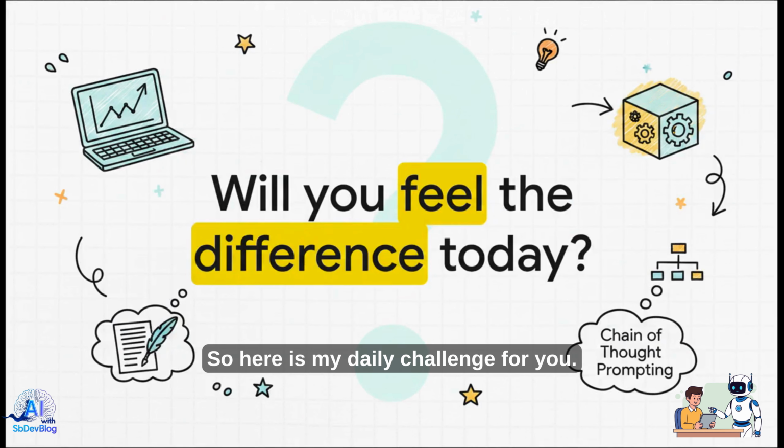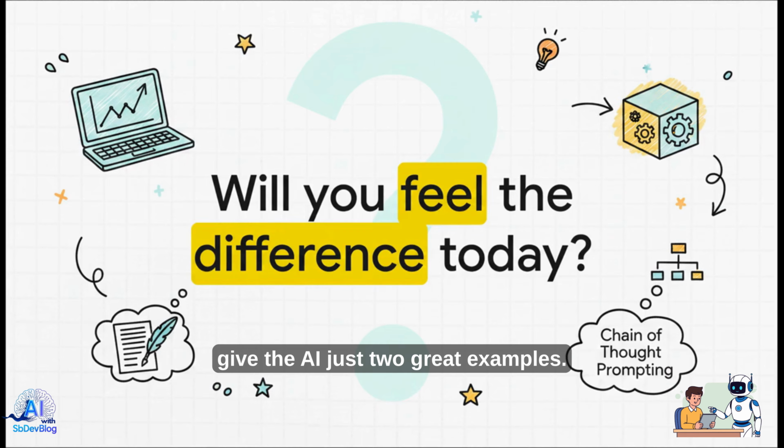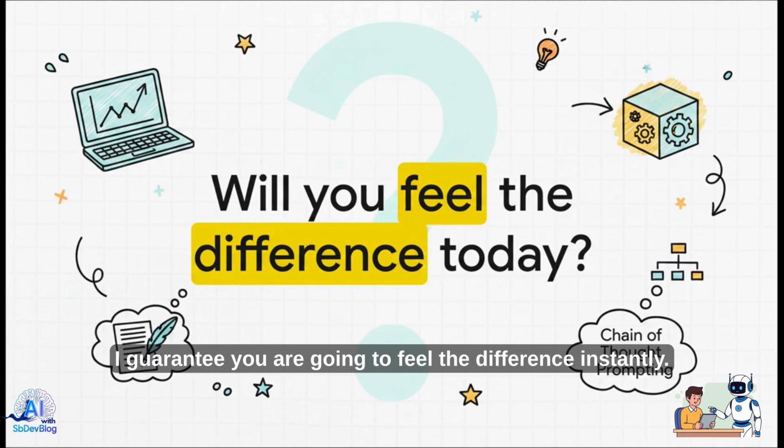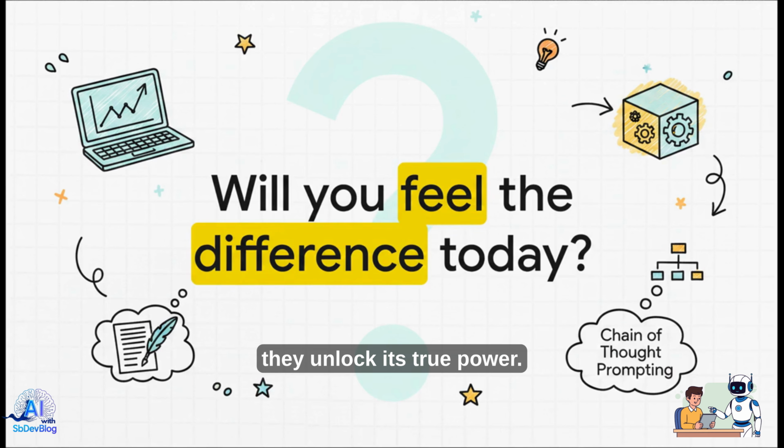So here is my daily challenge for you. Take literally any task you're working on right now. Writing an email, brainstorming a project title, coding a script, whatever it is. Try it first with 0 examples. See what you get. Then try it again, but this time give the AI just 2 great examples. I guarantee you are going to feel the difference instantly. Remember, folks who treat AI just like a basic search engine are always going to get average results. But those who take a second to teach the AI through examples, they unlock its true power.